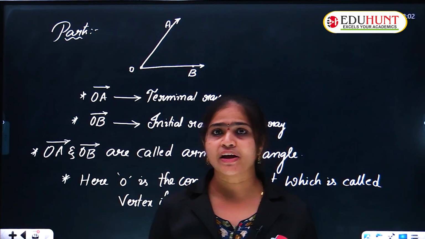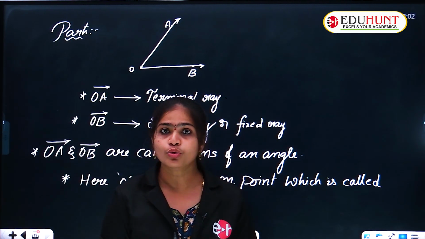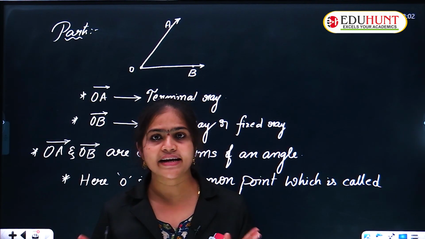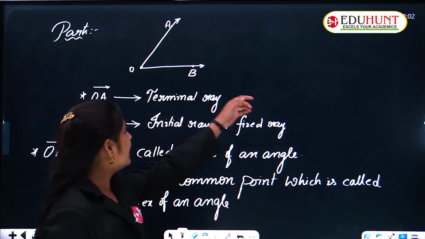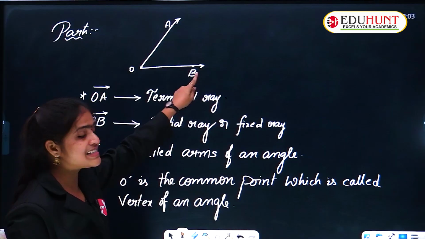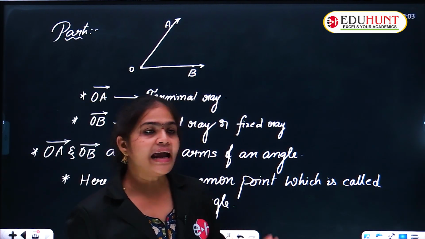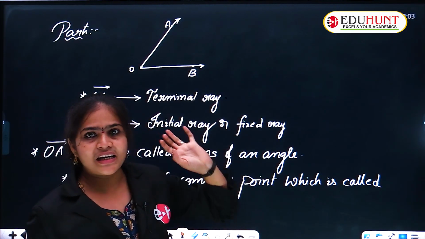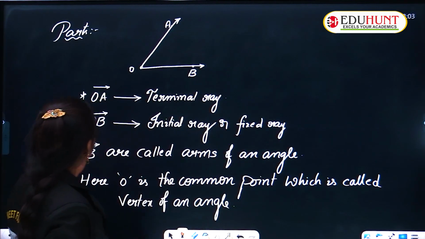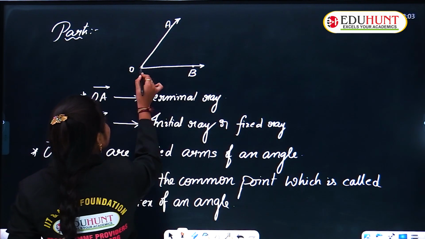So what are the parts of an angle? By joining two arms we get the angle. Those two rays we call arms or hands of the angle. In the same way, at the bottom there is a horizontal ray. OB is called the initial ray or fixed ray, it does not move. And OA is called the terminal ray, it can be moved. Now O is the common point. See OA, OB. What is the common point here?